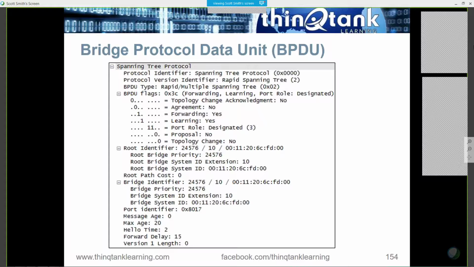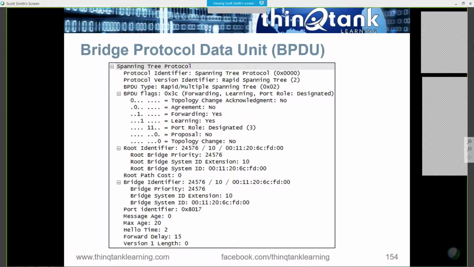You're going to know what the 24576 means. You're going to know what the 10 means. You're going to know what the max age means, what the hello time means, what the forwarding delay means. You're going to know what the designated port role means, what learning means, what forwarding means. All of this stuff. It's great. Everything you need to know about spanning tree is in this picture right here. We'll come back to it.